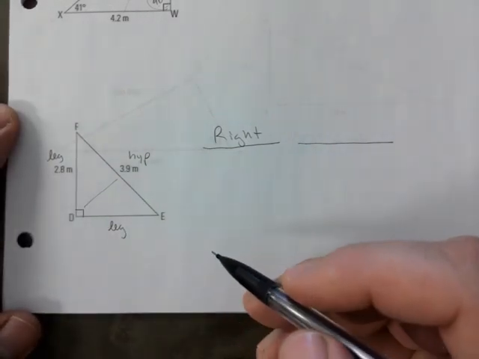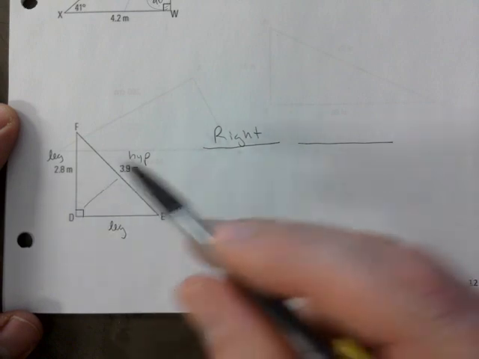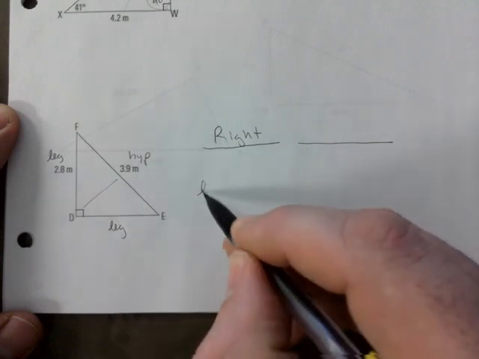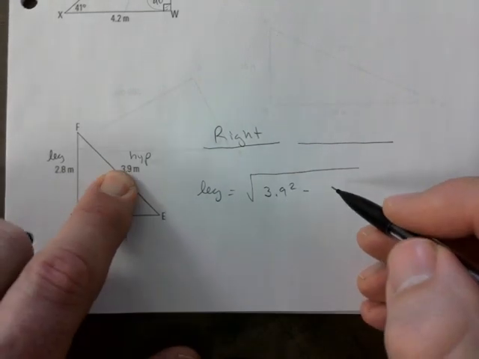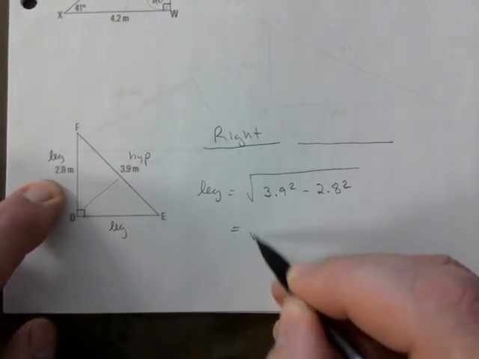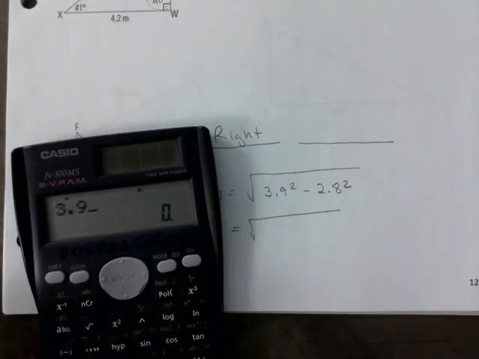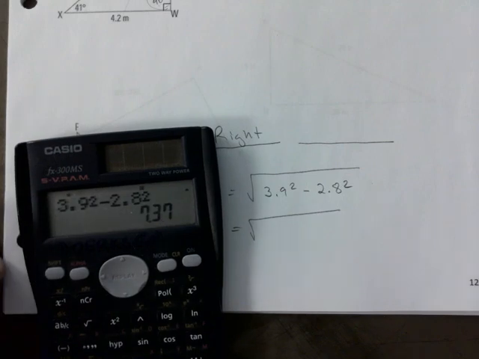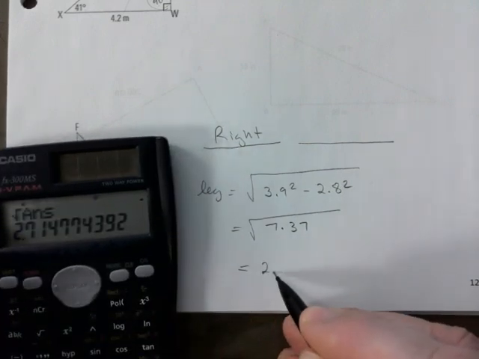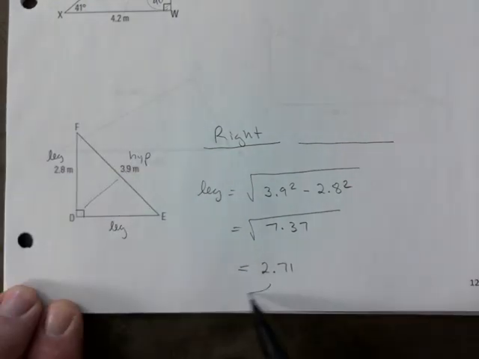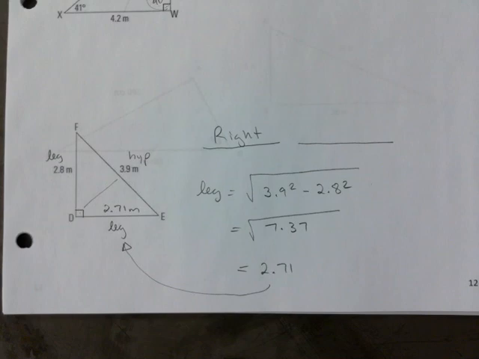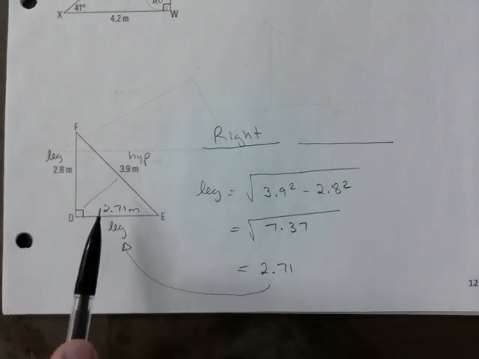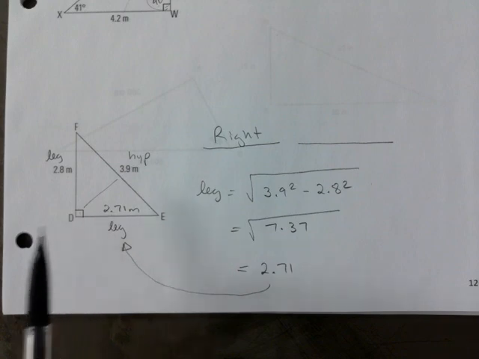If we had one more angle given, we wouldn't have to do all of this. Okay, but we only have one angle and nothing else. So leg is equal to, yes, minus, that's right, hypotenuse squared minus the other leg squared. I'm just going to quickly find out what that is. 7.37. Take the root of that, 2.71. So this side here is 2.71 meters. It's close, but it's not quite. Right? It's almost 2.8, but it's not 2.8. So in this case, it is scalene.